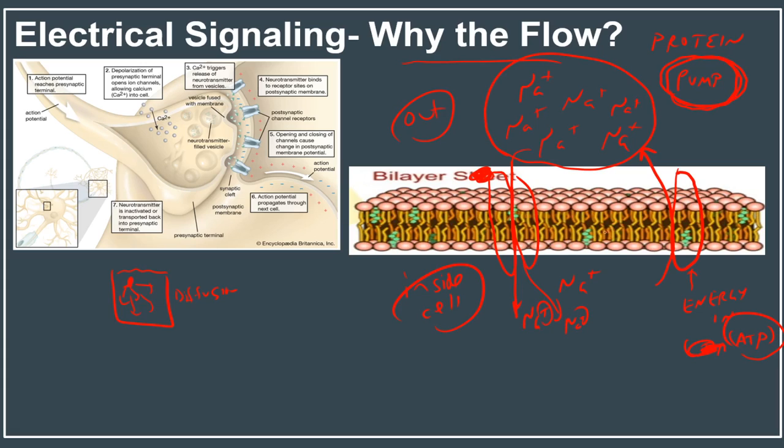And almost all cells have a gradient of ions set up across their membranes and can do various versions of electrical signaling. It's really cool. So that's why the flow.